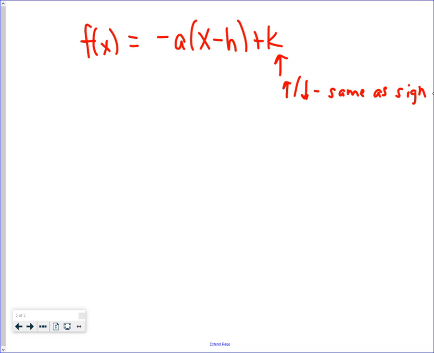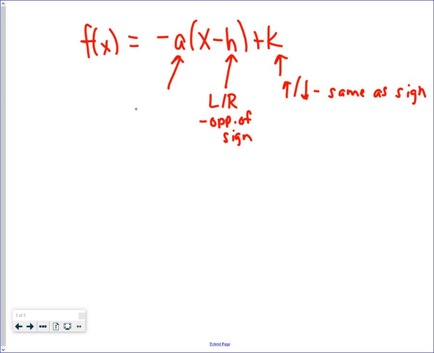Okay? If I have something inside of grouping symbols, whether it's parentheses with a square, or eventually we'll get to a square root sign, absolute values, anything like that, those go left or right, and they go opposite of the sign. So again, if I had x minus 2 quantity squared, that means I would move everything right 2. Okay?